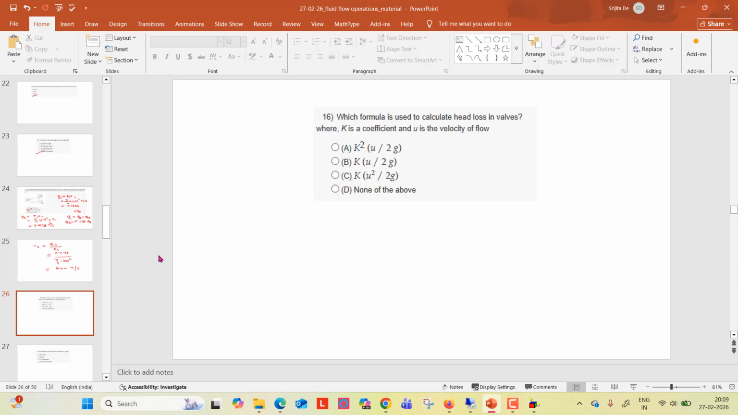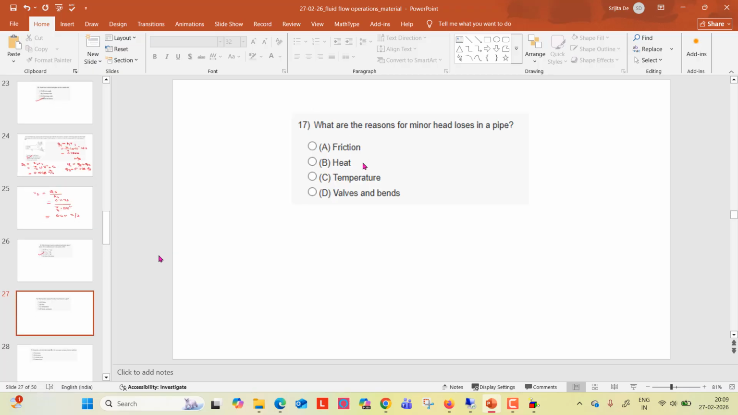Which formula is used to calculate the head loss in valves? K is the coefficient and U is the velocity of flow. So it is obviously option C, U square by 2G. What are the reasons for minor head losses in pipe? So it is basically valves and bends. For friction, it is always the major head loss.